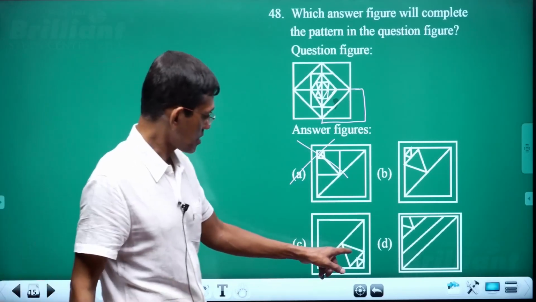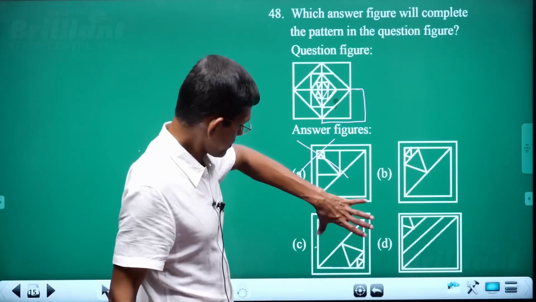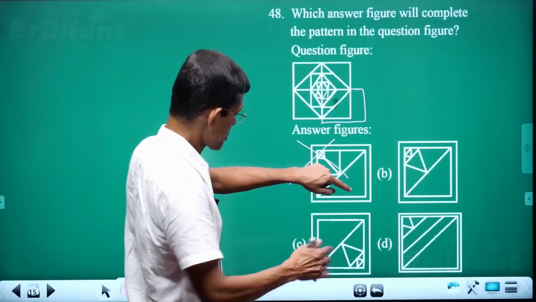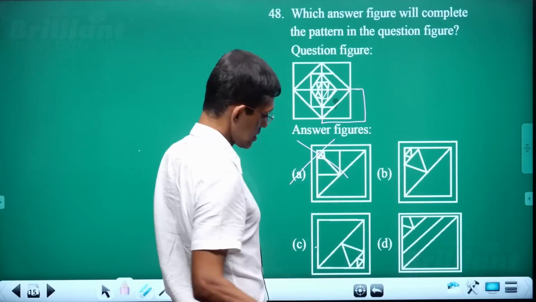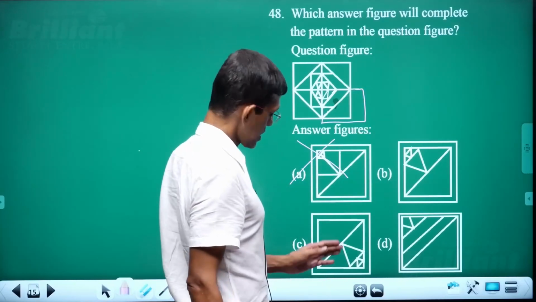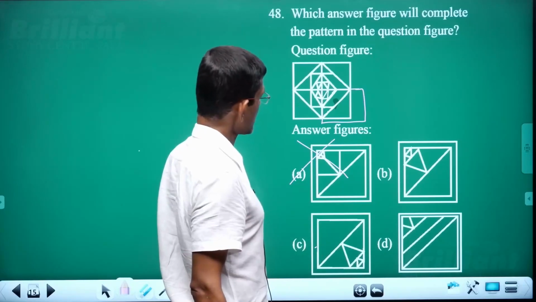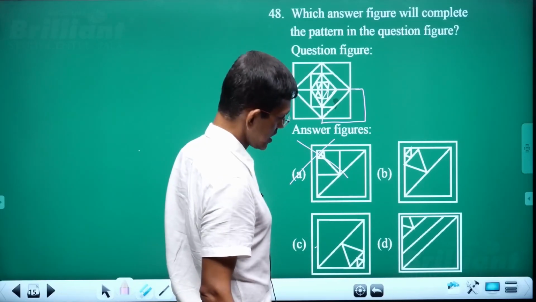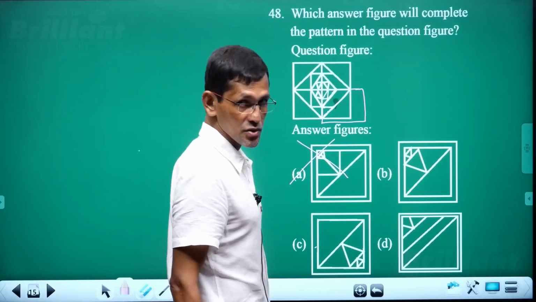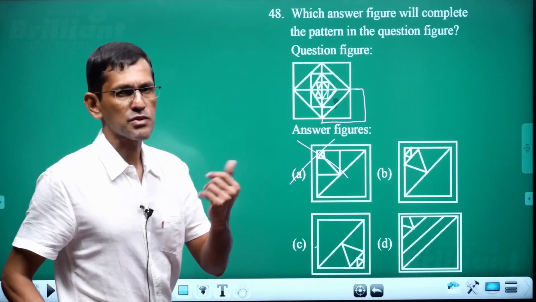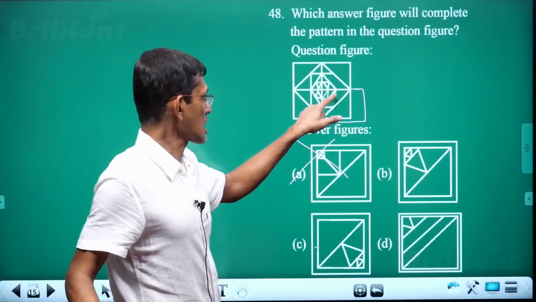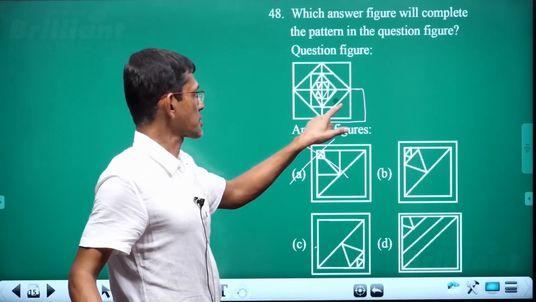How about C here? If you just invert it, in such a way that it looks exactly like that one, but still we are not really getting the answer from there. How about D? Not really. So there is something wrong with the question. No need to worry about. These kind of things may happen. So this is exactly the answer figure you're supposed to have.